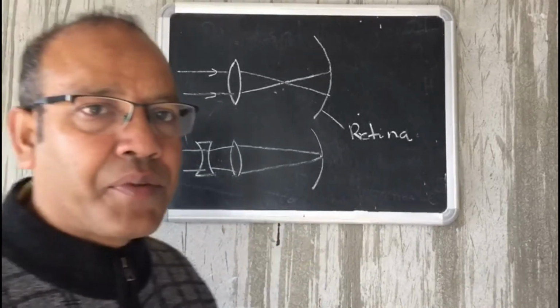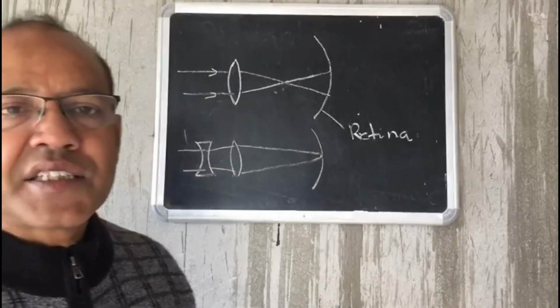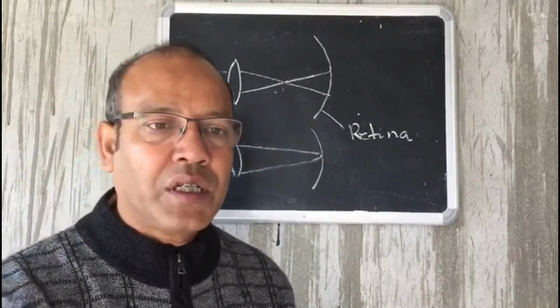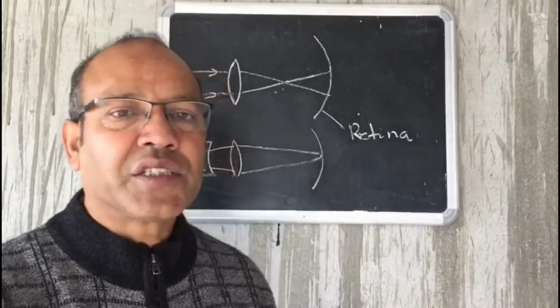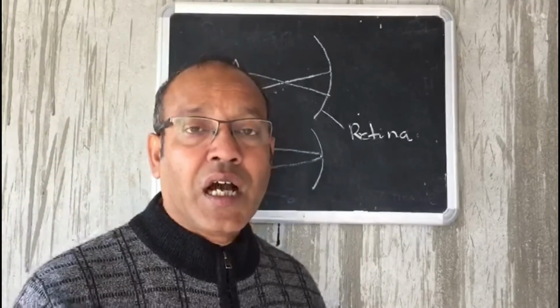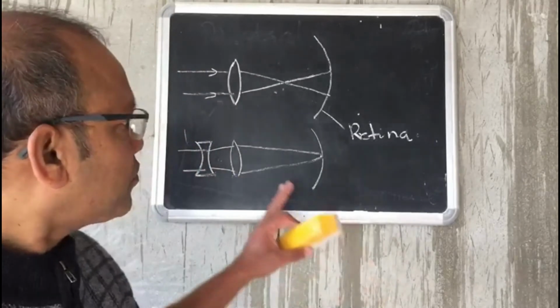I have left an important portion, that is the cells that are present on the retina. I'll finish this correction, then I'll come to that. The photosensitive cells that are present on the retina, I missed that out, I'll come to that after I finish the correction.